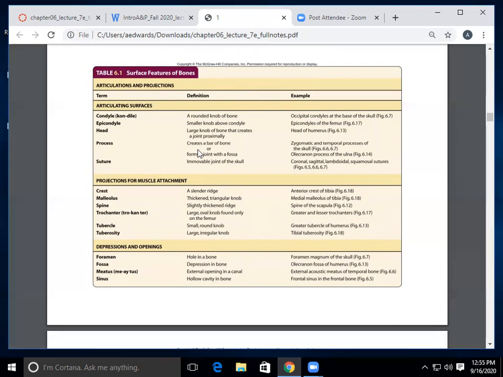Now, some bones you have what we call a slender ridge or kind of a line. So on the tibia, we'll have what we call an anterior crest, okay, kind of a curvature. Another structure, if the knob is more triangular, we'll call it a malleolus. You'll have one of these on your tibia. If you have a thick ridge, we'll call that a spine. You'll see that on the scapula and on your back.